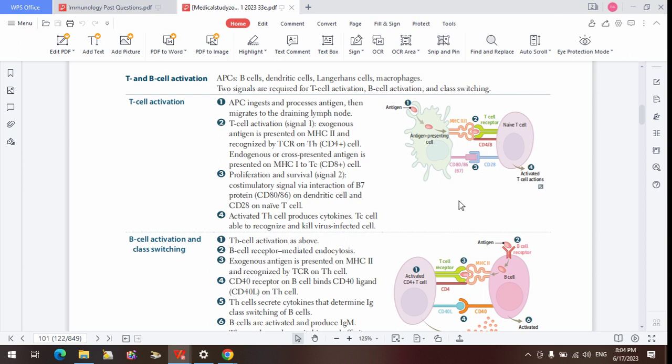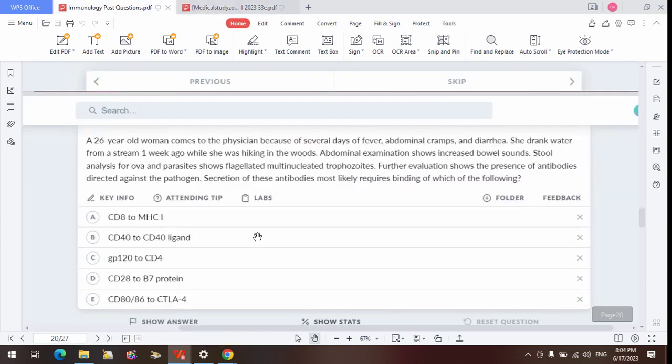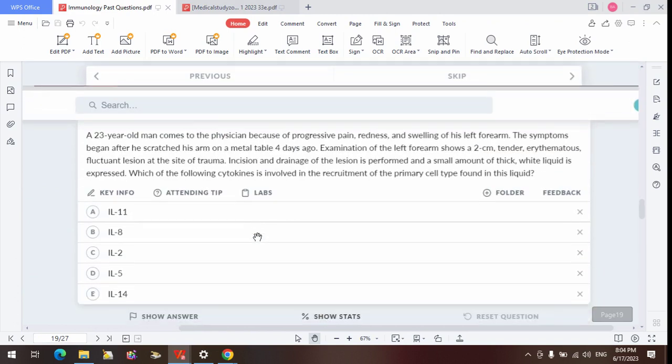So those are for activation. They are not the ones involved in class switching. The class switching is below. You can see the one below. That's CD40L. So that's what is now making the B cell produce the antibody. Okay, I get it now. Thank you very much.